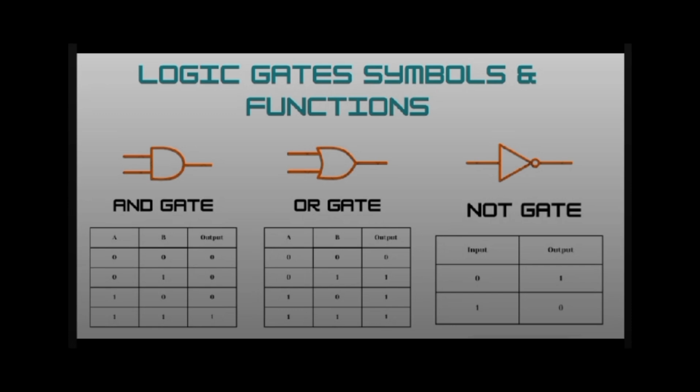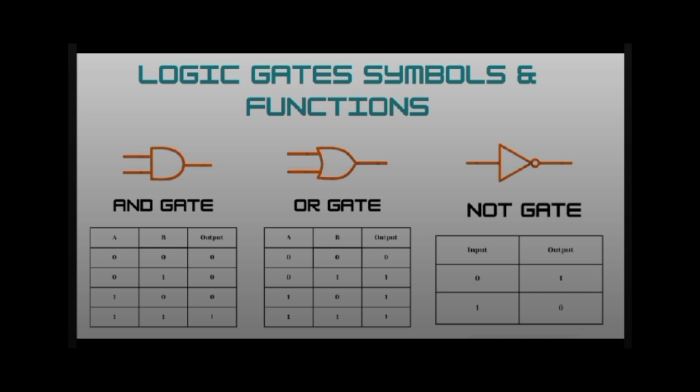Logic gates are simple electronic circuits that perform basic logical operations on binary data. Here's how the three fundamental gates work. NOT gate. A NOT gate, also called an inverter, takes a single input and outputs the opposite value. If the input is 1 (on), the output is 0 (off), and vice versa.